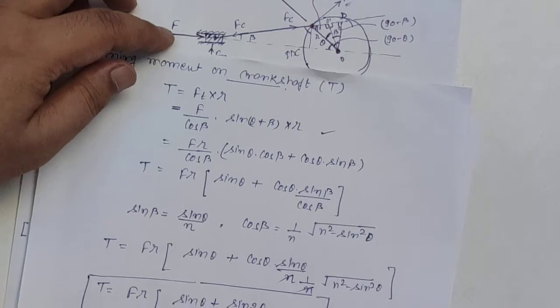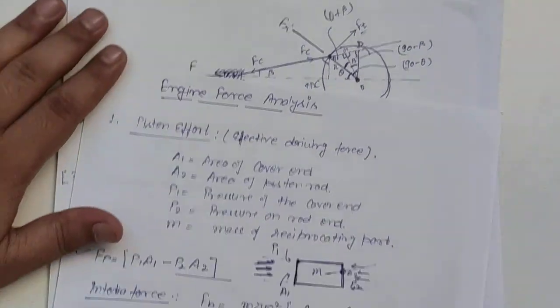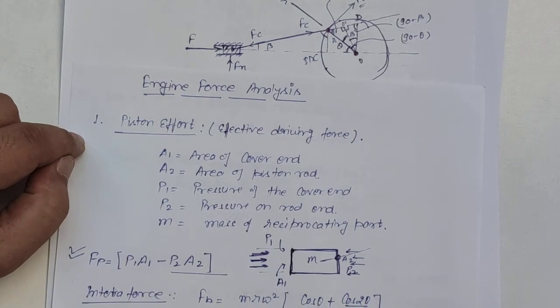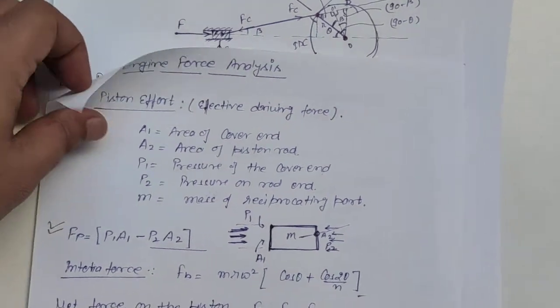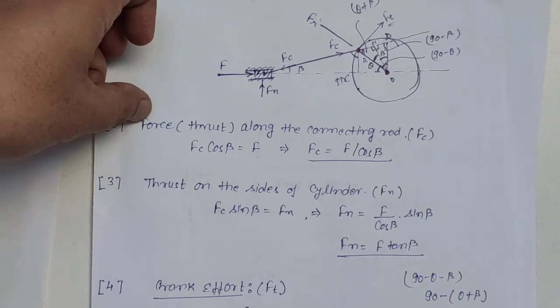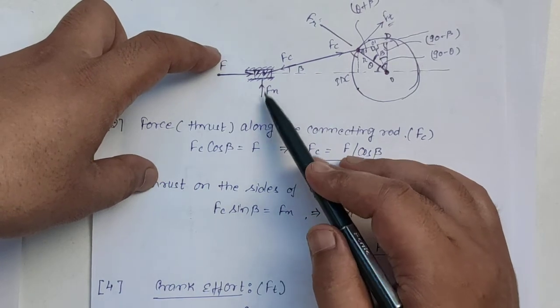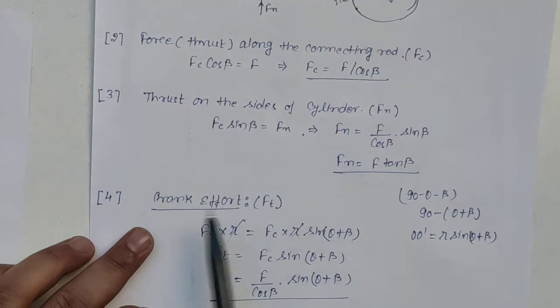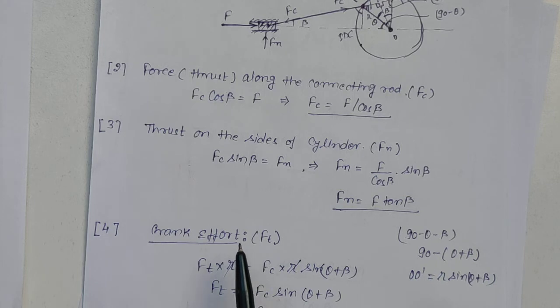Okay, so this is it for today's lecture. Today we have discussed all the forces which are acting on the crank, the engine component. First, we have calculated the piston effort, which is the net force acting on the piston. With the help of this, we have calculated crank effort. Now, with the help of crank effort, we have calculated the force along the connecting rod, FC, then FN, the force on the wall of the cylinder. Then we have calculated the crank effort, the net force which is acting on the crankpin, and with its help we can calculate the required turning moment.